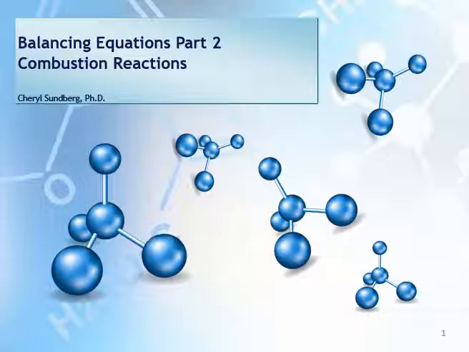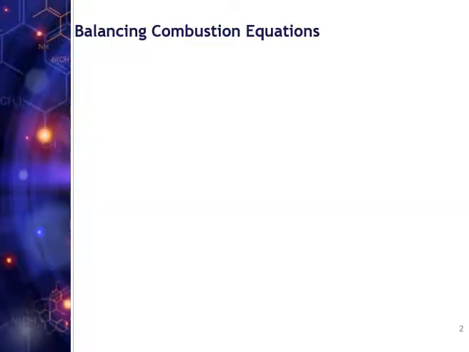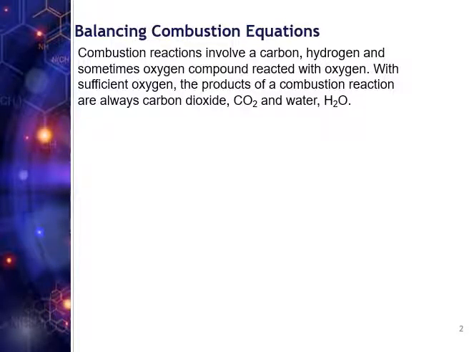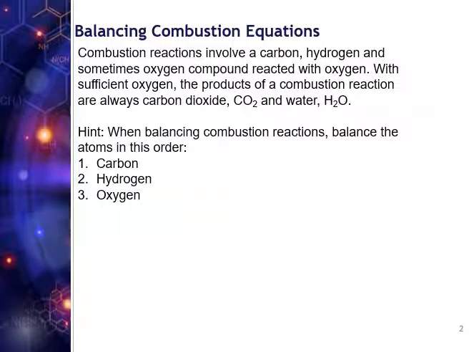Balancing Equations, Part 2, Combustion Reactions. Combustion reactions involve a carbon, hydrogen, and sometimes oxygen compound reacted with oxygen. With sufficient oxygen, the products of a combustion reaction are always carbon dioxide, CO2, and water, H2O. When balancing combustion reactions, balance the atoms in this order: carbon first, hydrogen next to last, and oxygen last.